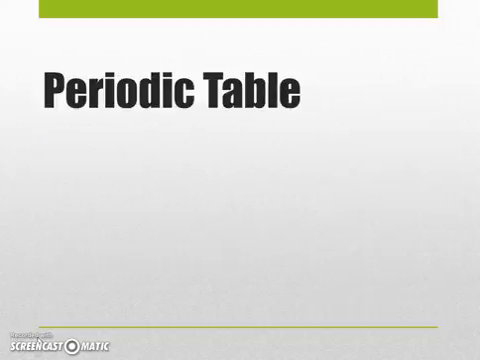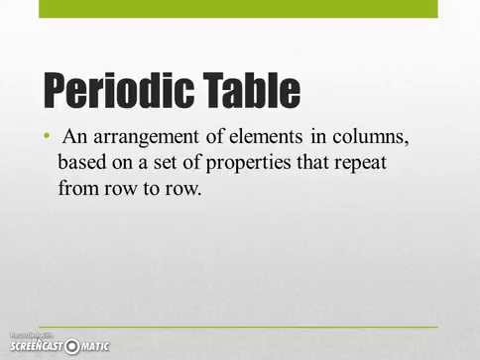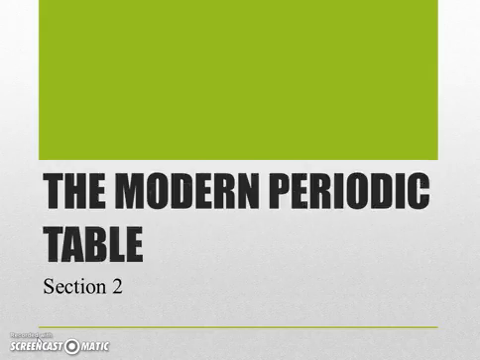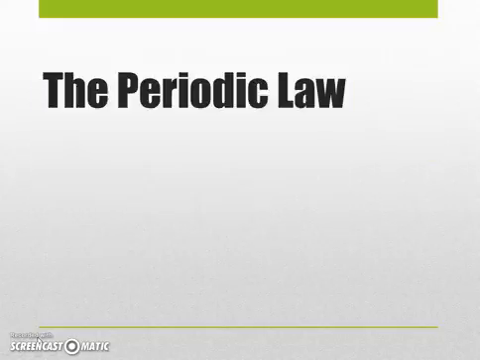Now, our periodic table today is arranged based on a set of properties that repeat from row to row. So they are more in columns than they are rows. Now, Section 2 is specifically talking about today's periodic table. So what you see in my classroom up on the wall, it's a little outdated. We're up to 118 now. But we're going to specifically talk about what goes into making the periodic table in different groupings.